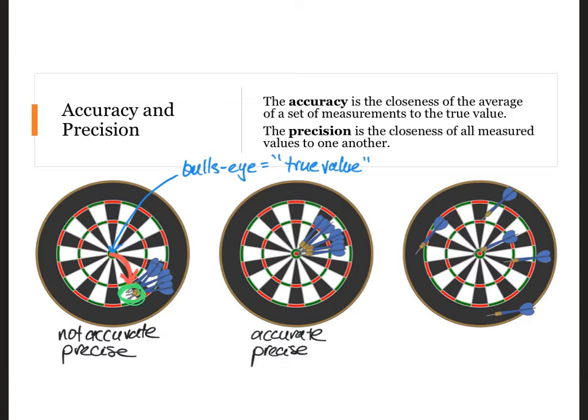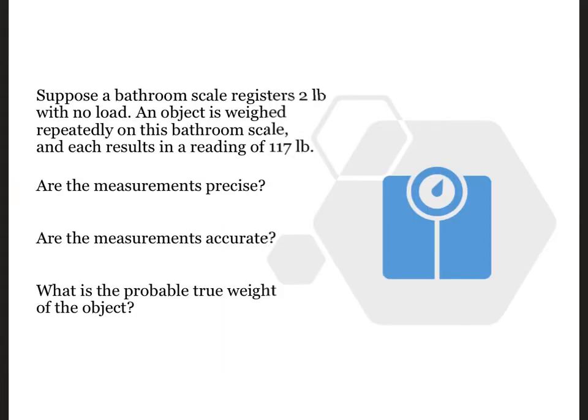The dartboard on the far right shows a result that is not accurate. The average position of the darts is not in the middle, and the measurements themselves are scattered everywhere, showing a low degree of precision. Let's try a more concrete example.